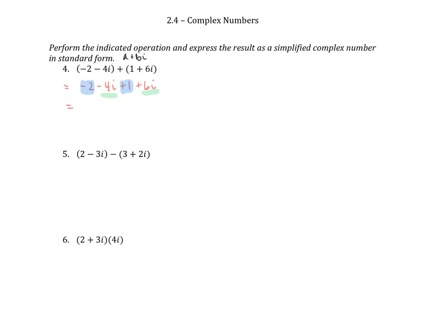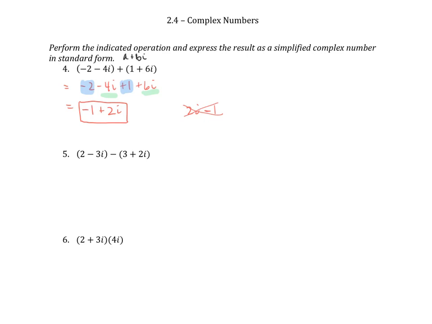So -2 plus 1 is -1. And then -4i plus 6i is positive 2i. And that would be my sum. That's my answer. So if you wrote it as 2i minus 1, although those are mathematically equivalent, that would not be considered correct because it's not in standard form.